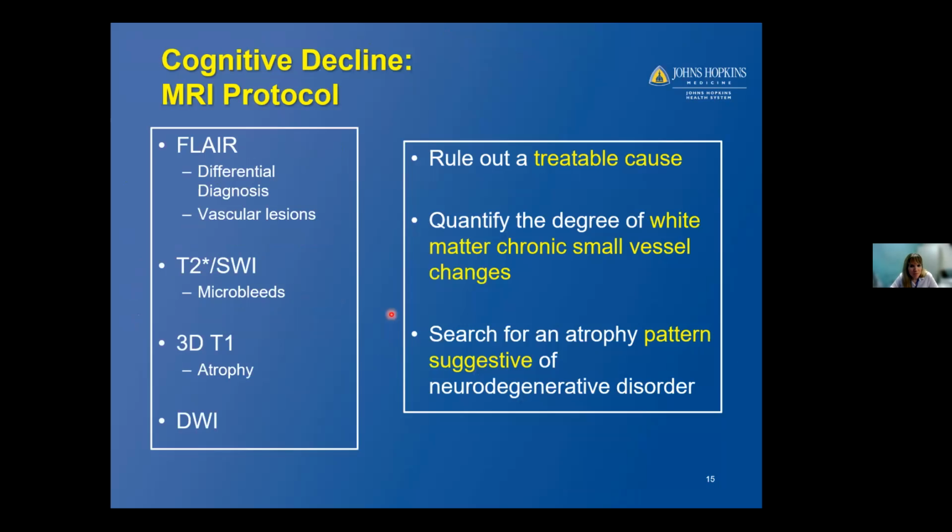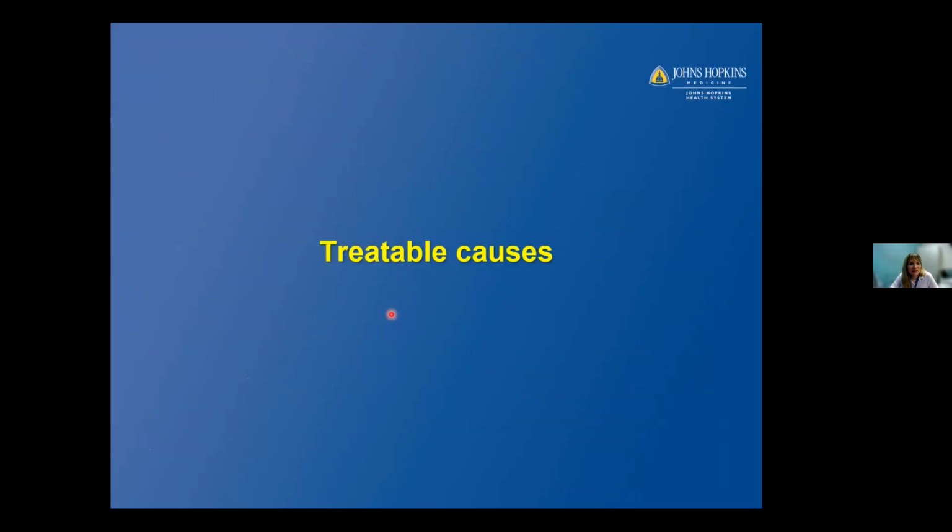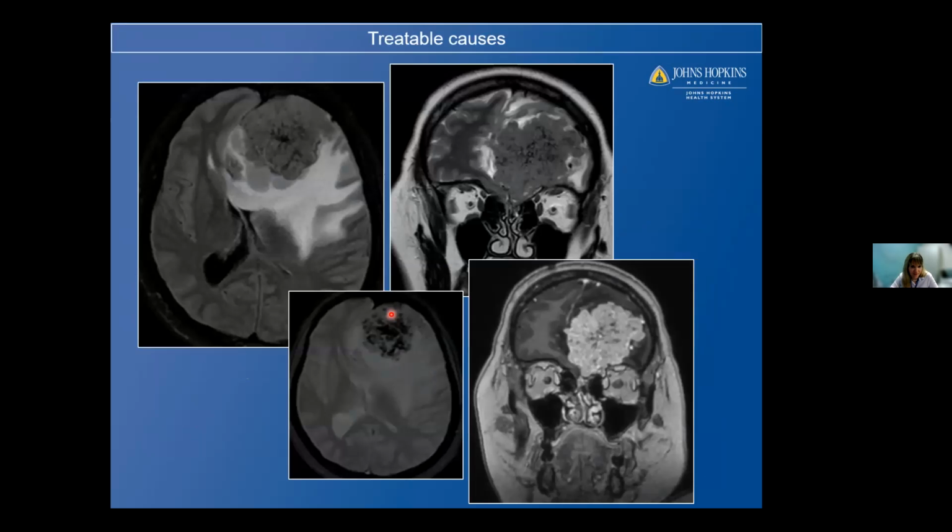So, okay, now we have our protocol, and with that, we hope to answer those 3 questions. The first one is, does the patient have a treatable cause of cognitive decline? So here we have a patient with a large extra-axial mass with heterogeneous contrast enhancement, a mass effect upon the frontal brain parenchyma, compatible with a meningioma, right?